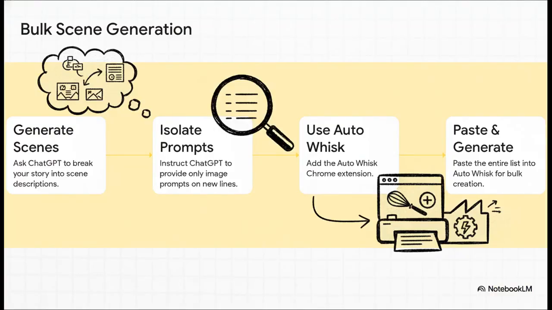Okay, so first we have ChatGPT break our script down into individual scene descriptions. Now listen up, because here's the trick. You have to tell it to output only the image prompts with each one on a new line. Then you just copy and paste that whole list into a tool called Auto Whisk. It's designed to treat every single line as a separate command, so you can bulk generate all your images at once.